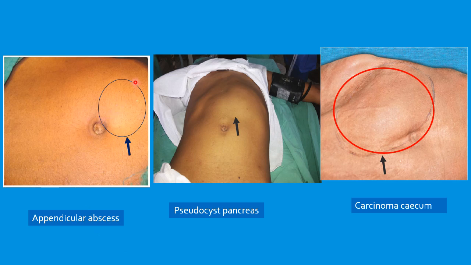Again here, another patient with a right iliac fossa mass. It's an appendicular abscess with tenderness, guarding, and mass in the right iliac fossa. Then you've got this patient with a large cystic swelling over the epigastric region. And this patient had acute pancreatitis complicated by a pseudocyst of the pancreas.